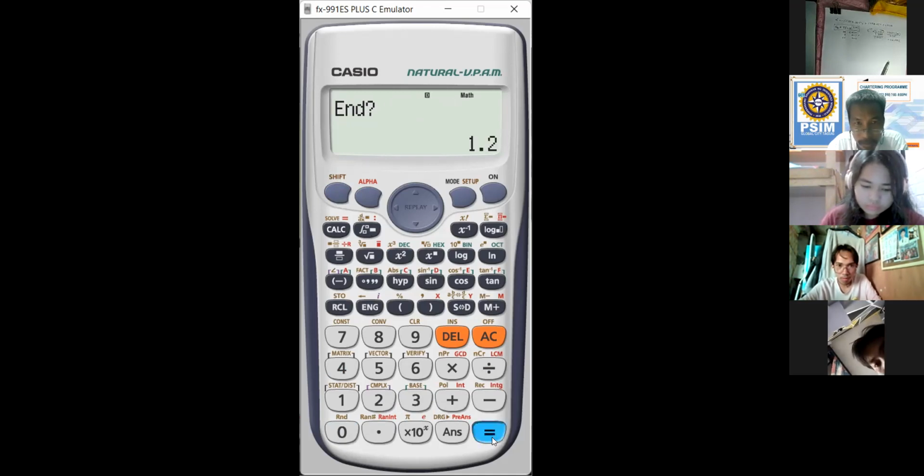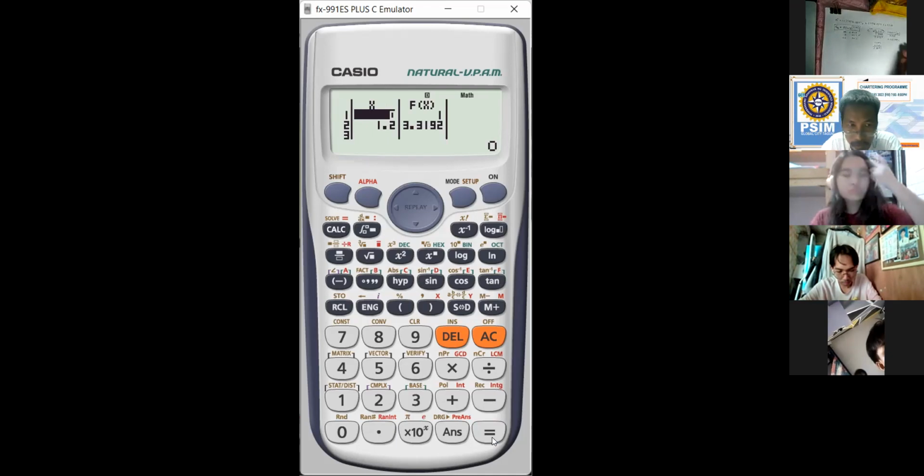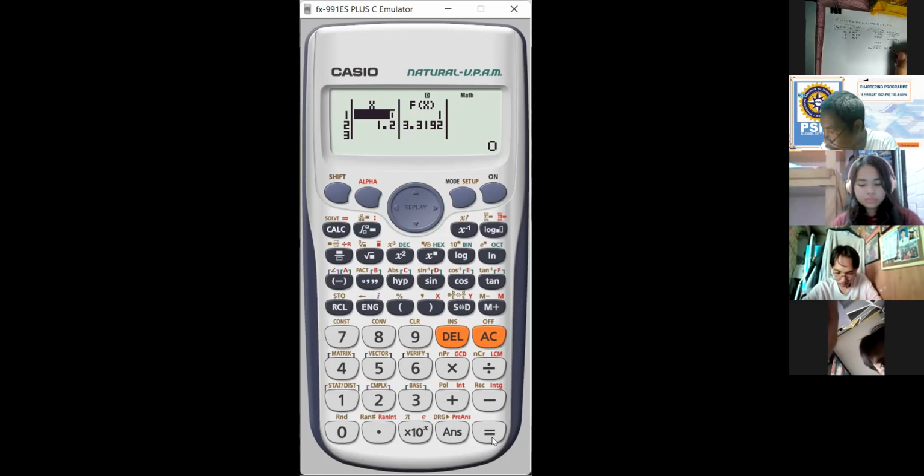Then start with 0, start with that step. And then the answer is still 3.3192. And our previous answer is 3.3151. So if you subtract, we get 0.0041. This is our approximate error. How do we find the absolute relative approximate error?